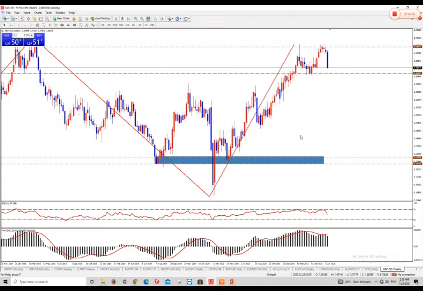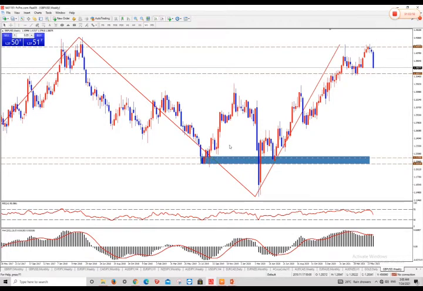This is just to teach you how to draw structure, how to determine support, how to determine resistance zones, how to look for support and resistance, look at demand and supply zones. In your trading, you have to learn to plot these, and then you have a better idea. It builds your knowledge of what the market is doing.